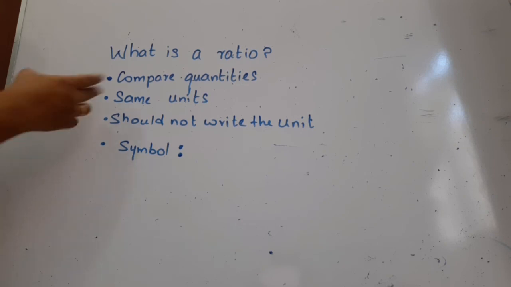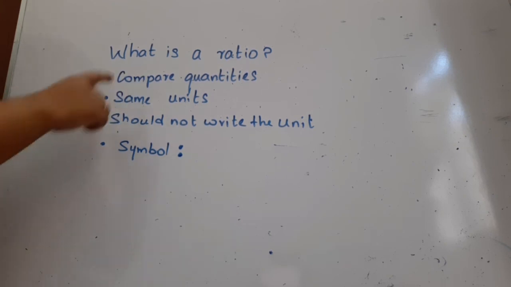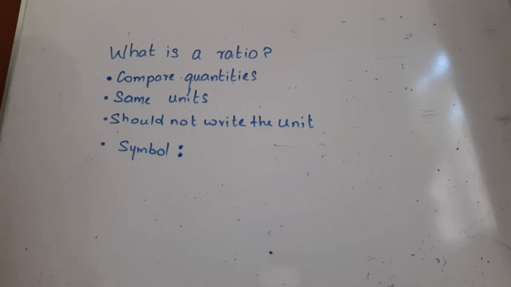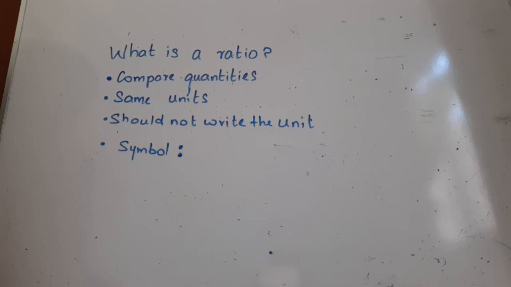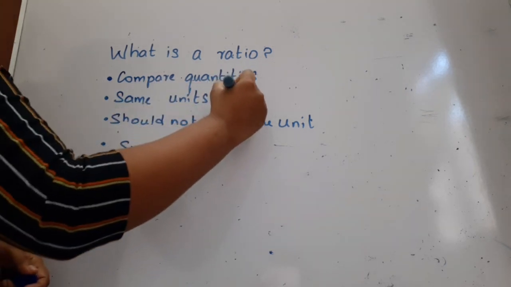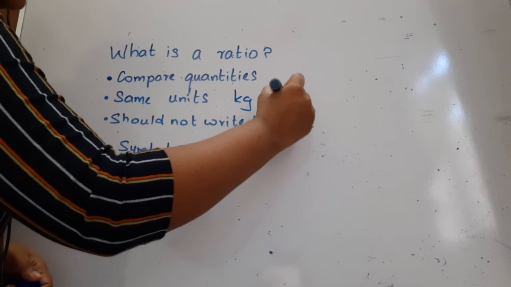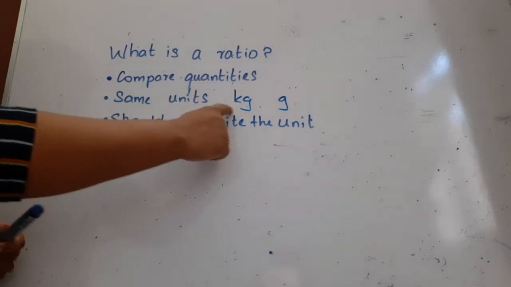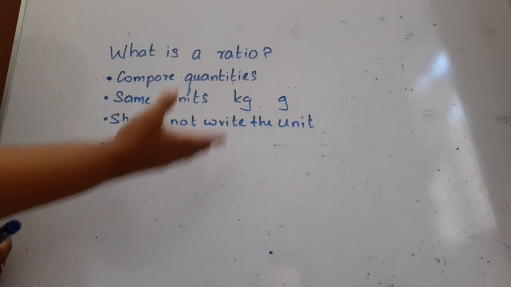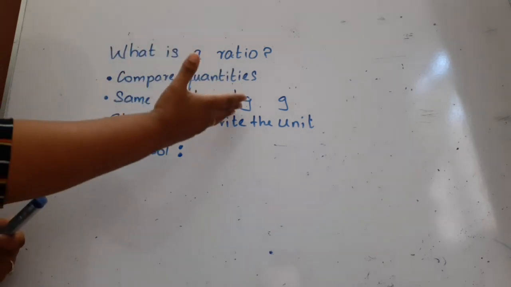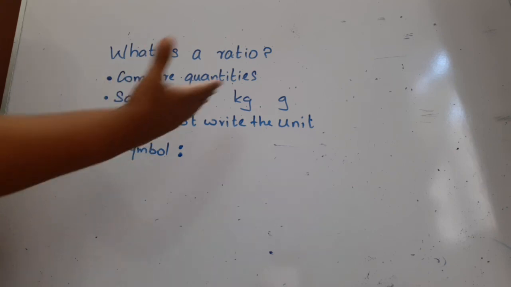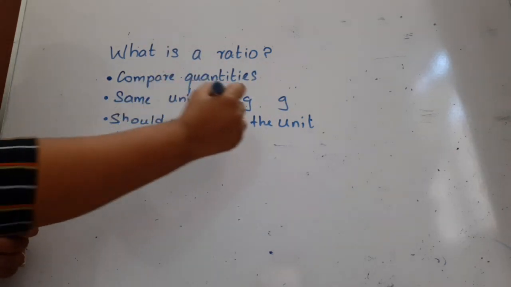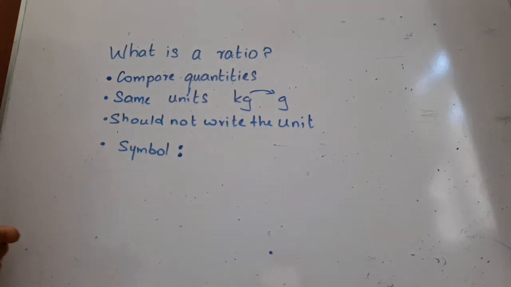First you learned ratio is used to compare the quantities and they must be in the same units as well. For example, now you can compare the quantities of kilograms and grams because even though they are different units, they are convertible to the same unit. That means kilograms can be converted to grams. Am I right? So this is a unit of measurement where this is convertible. So you can compare these two and write the ratio.